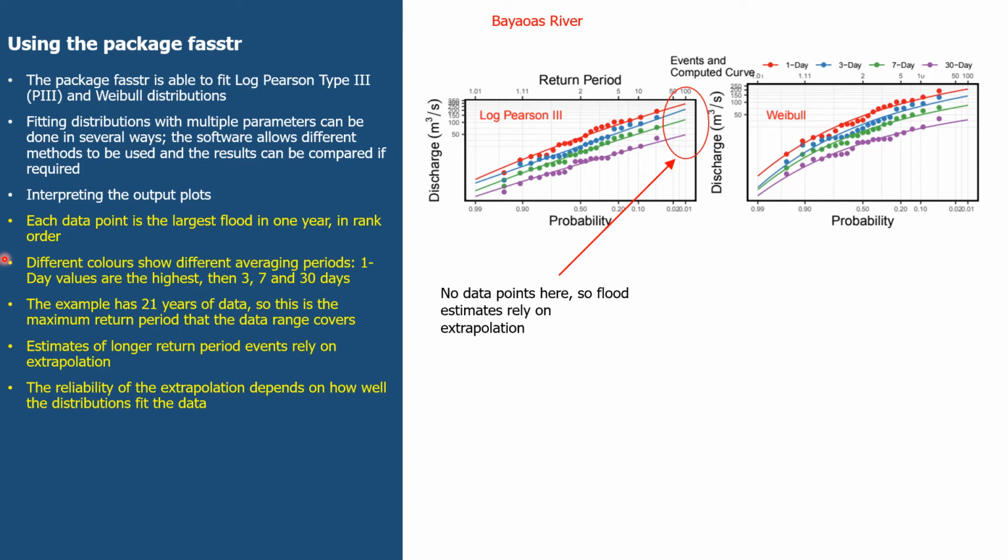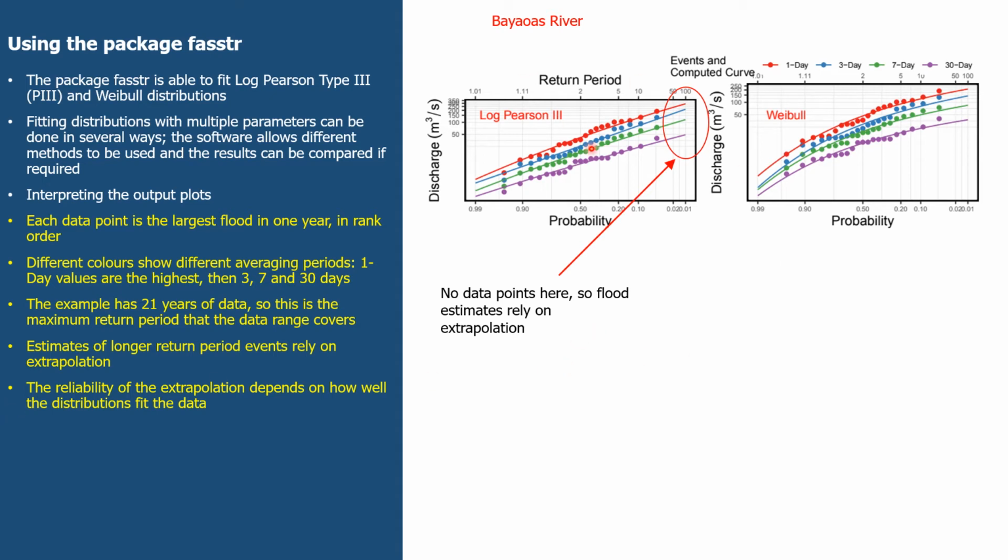We've got 21 years of data in this data set for the Bioas River, and that allows us to estimate the return period up to 21 years, probability of just under 0.05. If we want to estimate the 50-year or the 100-year flood, we therefore have to extrapolate from the data into this red oval area, and that extrapolation is dependent upon how well the distribution that we choose fits the data.